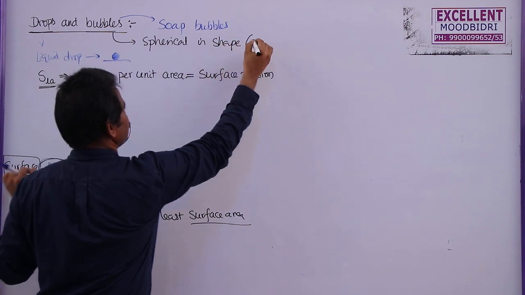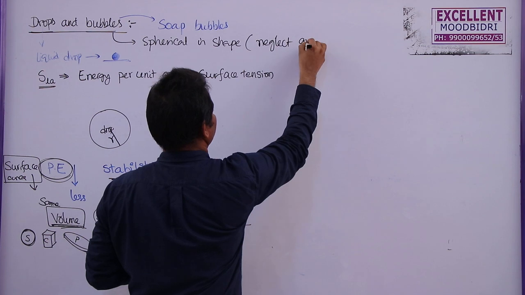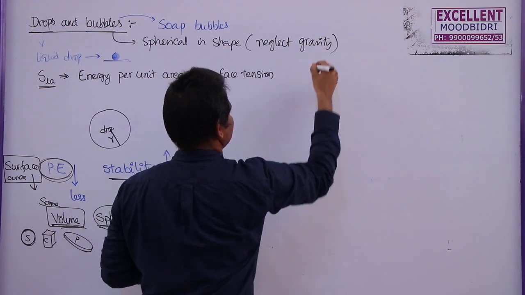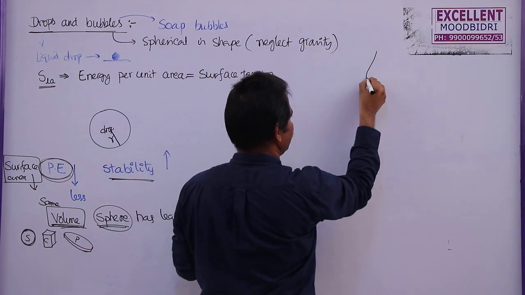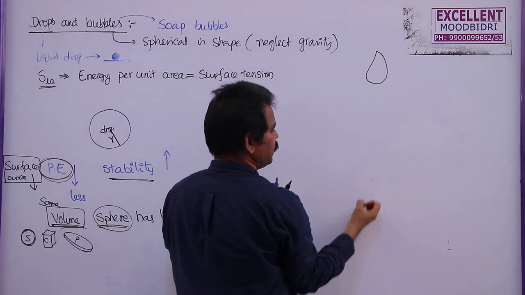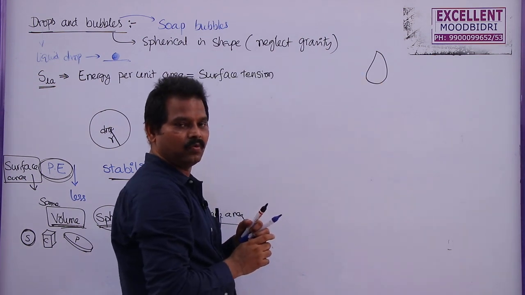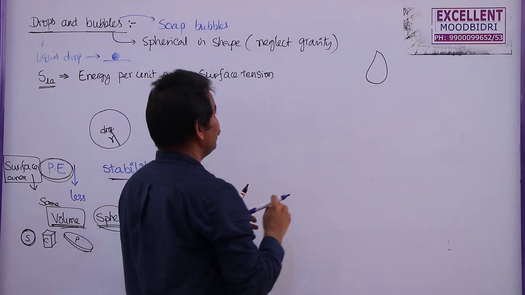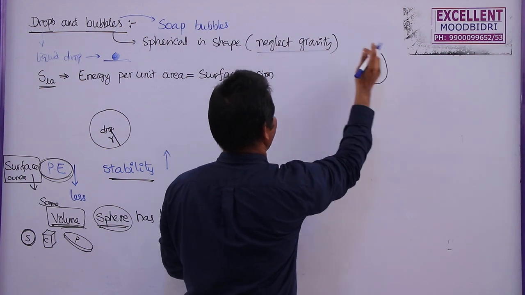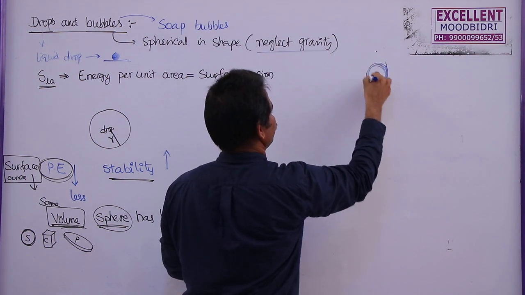But remember students, if you neglect gravity. Generally, if you consider gravity, the drops will have this type of structure. Why? Because the pulling force will be there. So this is the actual shape of these water drops. But if you neglect gravity, you can draw them as spheres only.